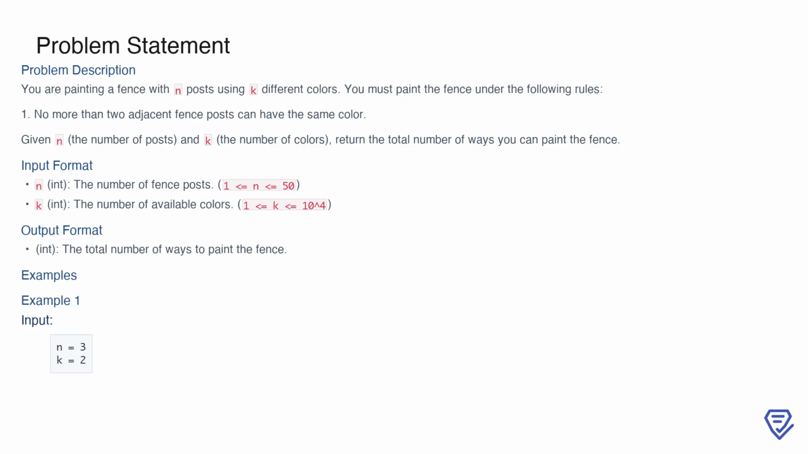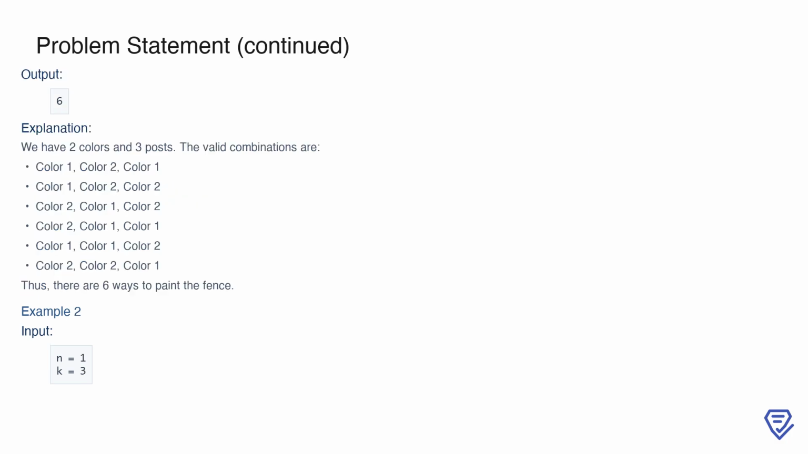For example, if n equals 3 and k equals 2, we'll determine how many valid arrangements of colors are possible. In terms of input format, n is an integer between 1 and 50, and k is an integer ranging from 1 up to 10,000. The output will be a single integer representing the number of valid ways to paint the fence, given the inputs. For the input where n equals 3 and k equals 2, the output is 6. This means there are 6 valid ways to paint the fence while following the rule that no more than 2 adjacent posts can have the same color.